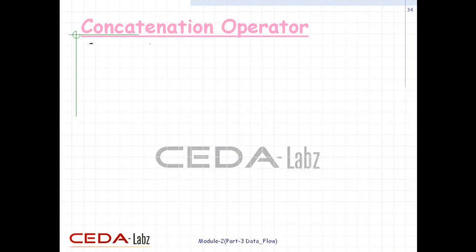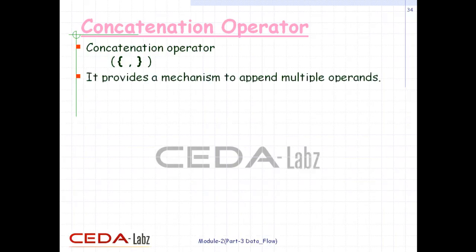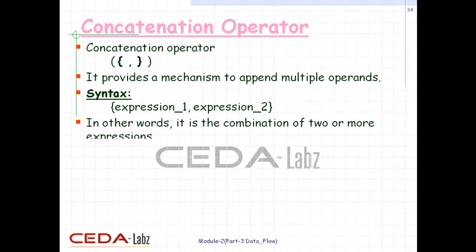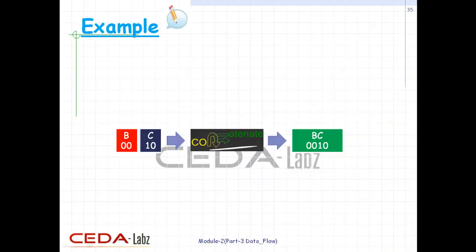The concatenation is expressed by the brace characters, bracketing two or more expressions separated by commas. The concatenation operator provides a mechanism to append multiple operands. Here is the syntax. A concatenation expression can be either an identifier or a sized number. Unsized numbers are illegal, because the size of all operands is required to calculate the size of an entire concatenation. Operands can be scalar nets or registers, vector nets or registers, bit select, part select, or sized constants. Concatenation can take any number of operands.